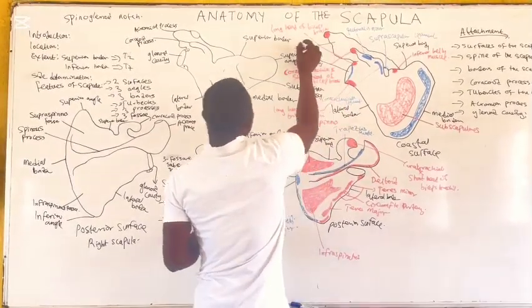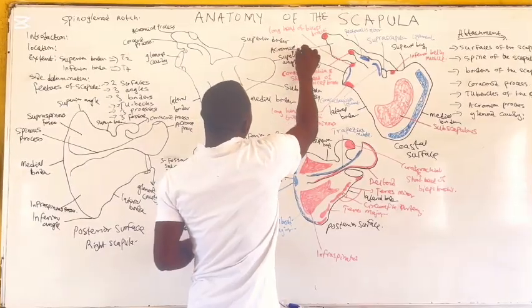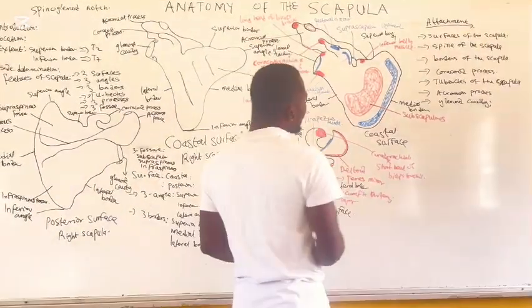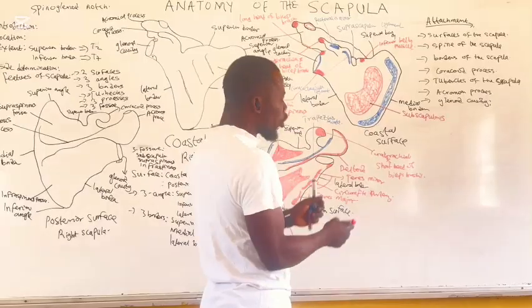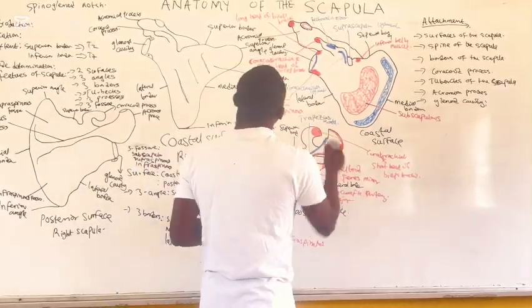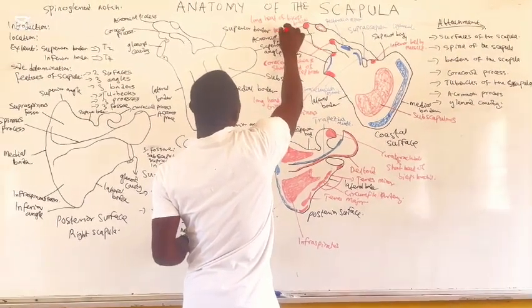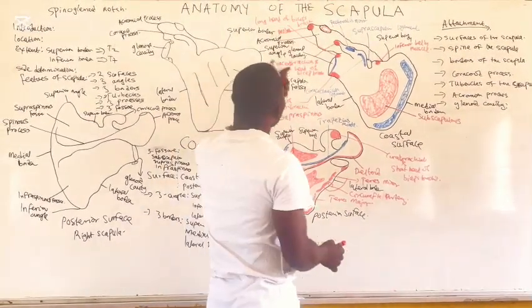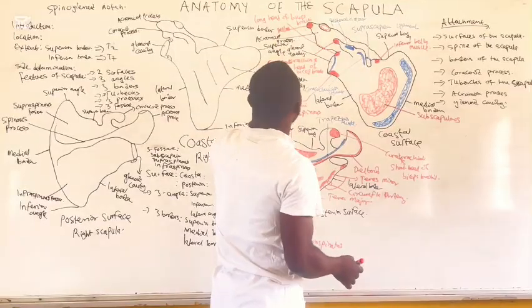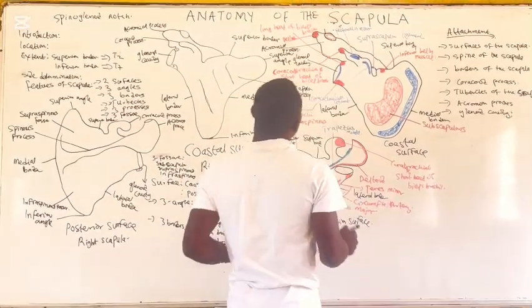From here, this is the acromion process. Attachments on the acromion process: the deltoid muscle also originates from the acromion process. So from here, this is our deltoid muscle. The acromion process also presents a facet for the clavicle.